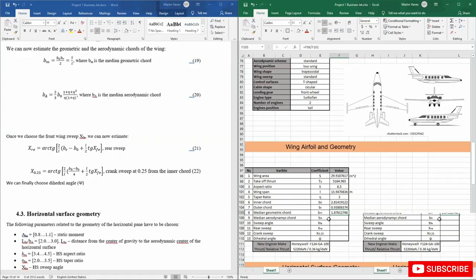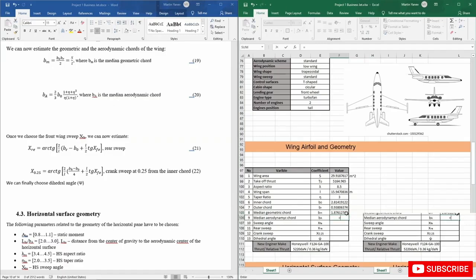That's why we have different equations, and we need to provide to the constructors both the position of the geometric and of the aerodynamic chord, so they are sure that once they build the aircraft and they test it, all these chords are on the right position and the aircraft flies properly.